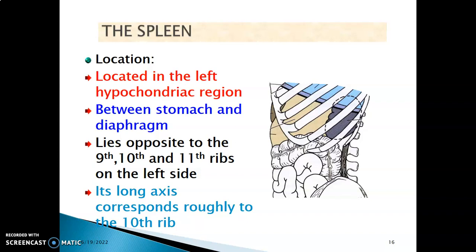It lies opposite the 9th to 11th ribs, and its long axis corresponds to the axis of the 10th rib.